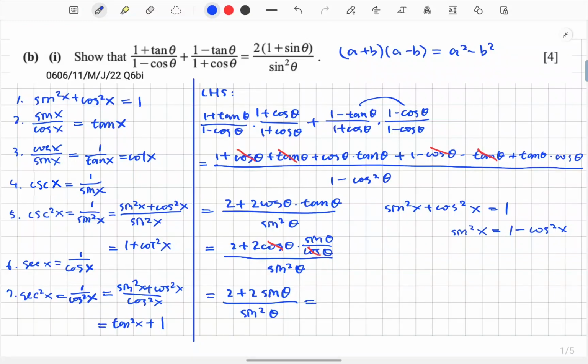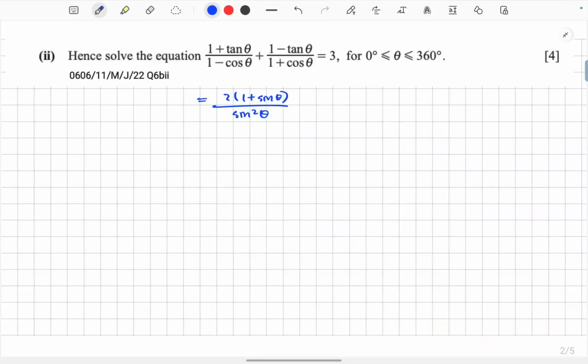And our final step will be factorizing the 2 out. And this is exactly our right hand side. After we've successfully proved our expression, we can write QED. This question is an extension of a previous one, and we have successfully proved that the expression is 2 times 1 plus sine theta over sine squared theta. Now we need to solve this when it is 3.